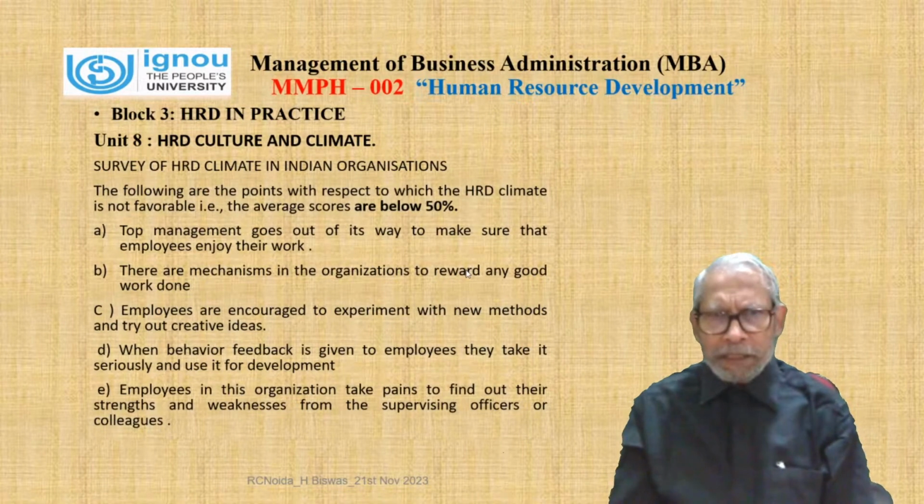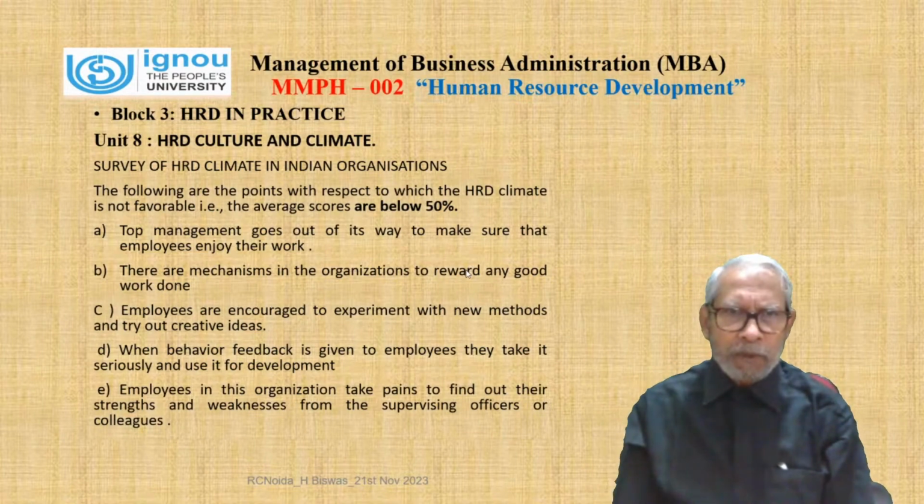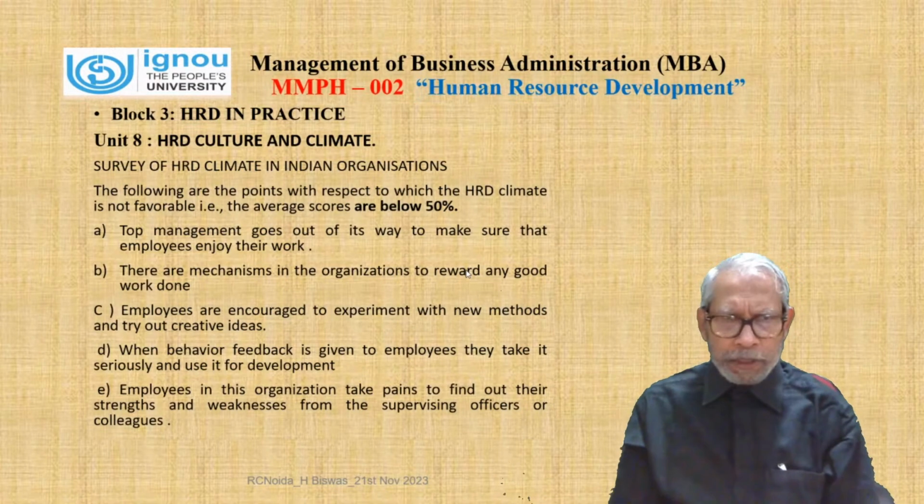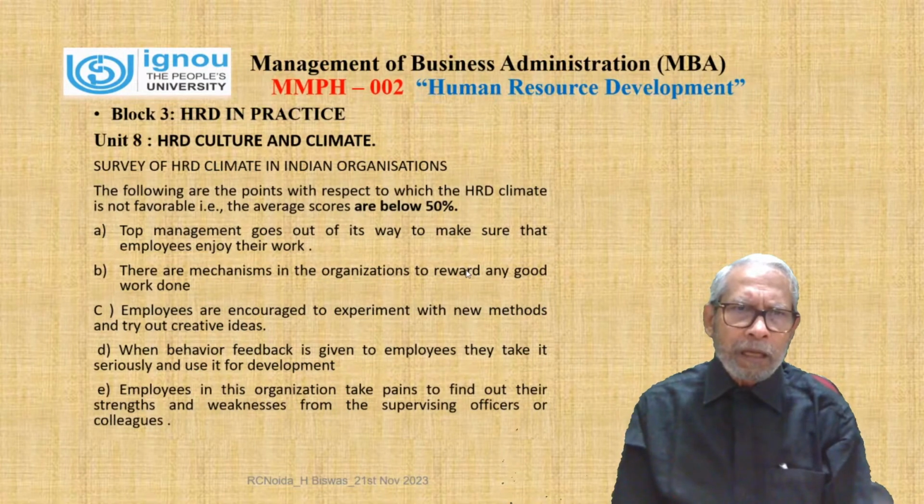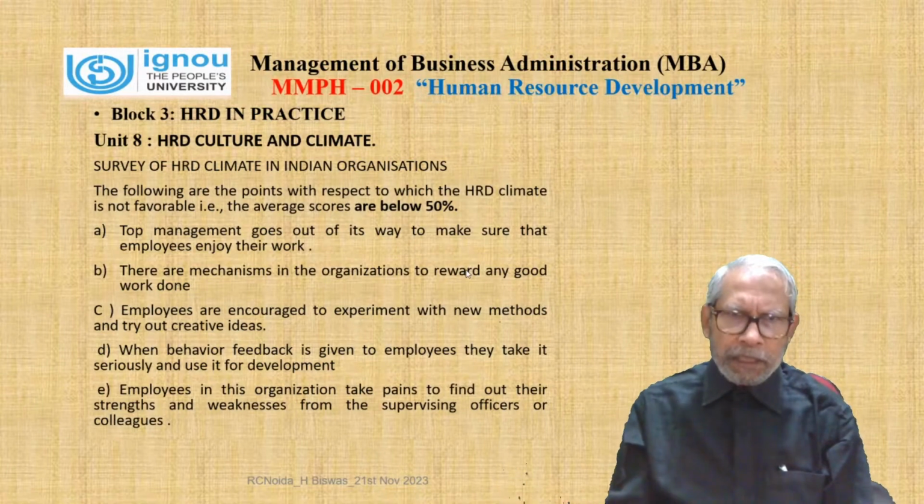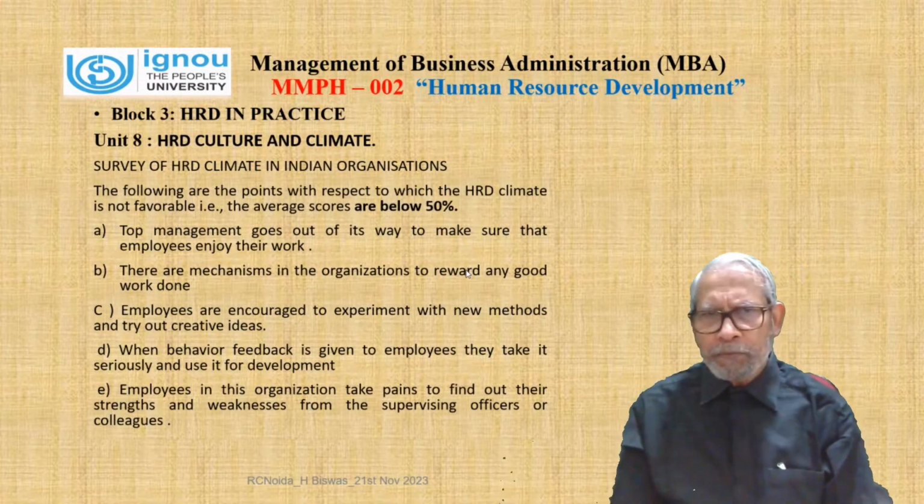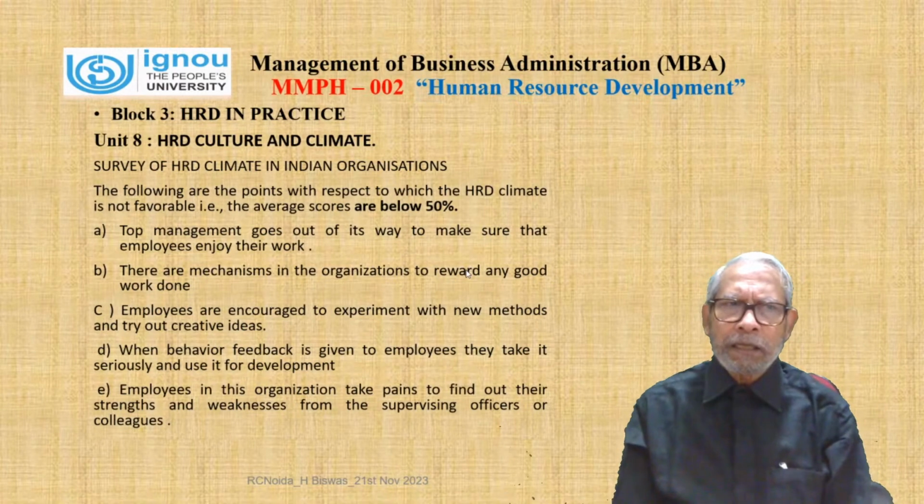During the measurement, based on your questions, you can score whether the climate is favorable or not. There are some options, A, B, C, D, E. Based on these, if the result is yes or no, then 50%; if it is below 50%, you can say it is not favorable.